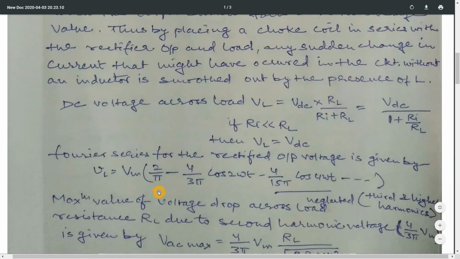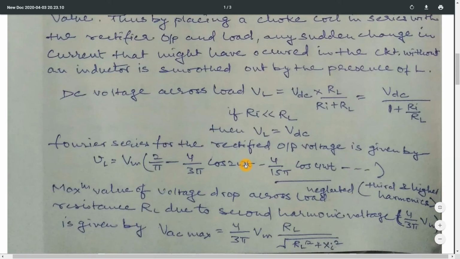DC voltage across load VL is equal to VDC into RL upon RI plus RL, which is equal to VDC upon 1 plus RI upon RL. If RI is much less than RL, then VL will be equal to VDC.